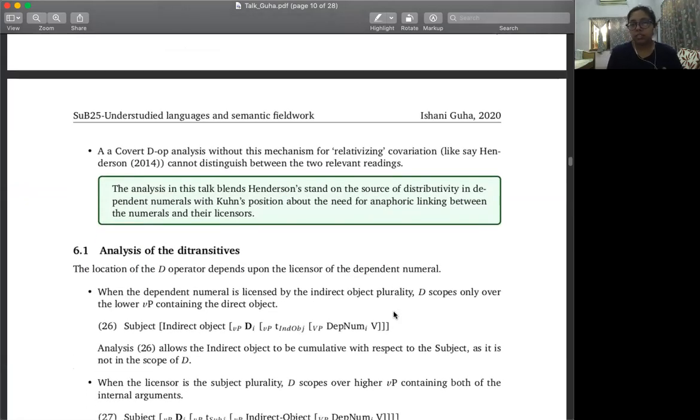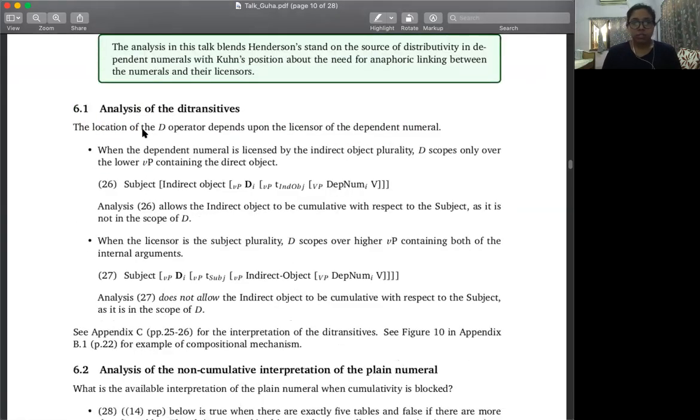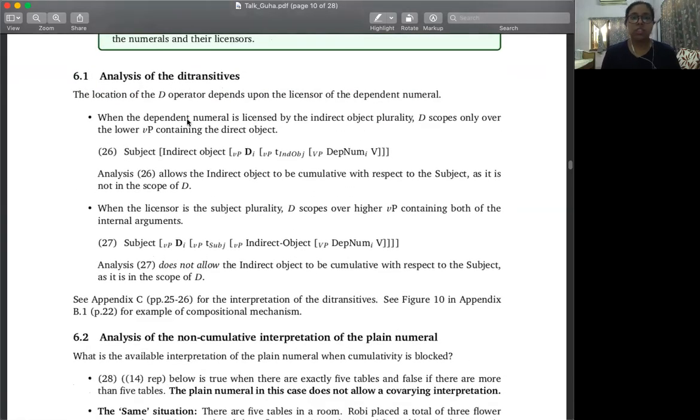So the analysis in this talk blends Henderson 2014 and Champollion 2015's stand on the source of distributivity, independent of numerals, with Kuhn's position about the need for anaphoric linking between the numerals and their licensors. Okay. Now, in the analysis of the ditransitives, the location of the D operator depends upon the licensor of the dependent numeral. When the dependent numeral is licensed by the indirect object plurality, D scopes only over the lower little vP containing the direct object.